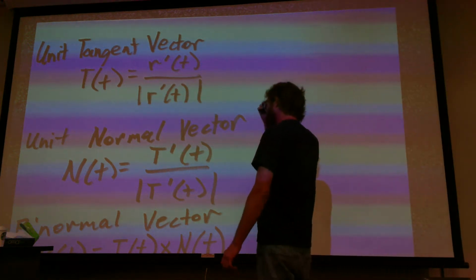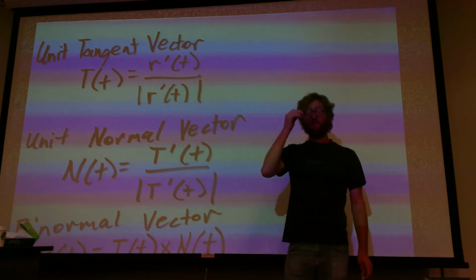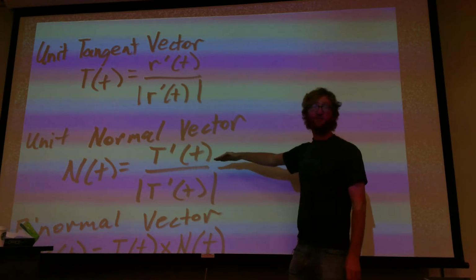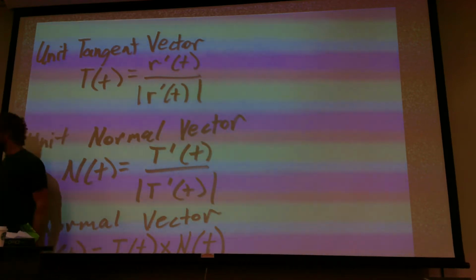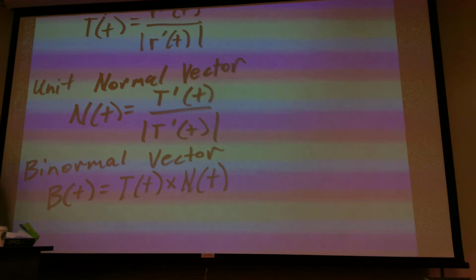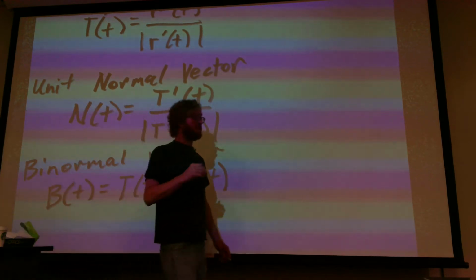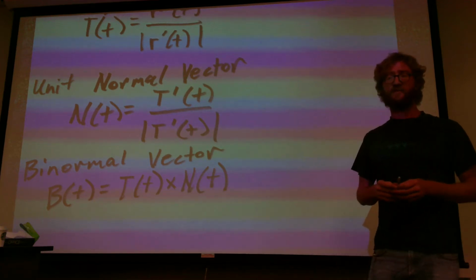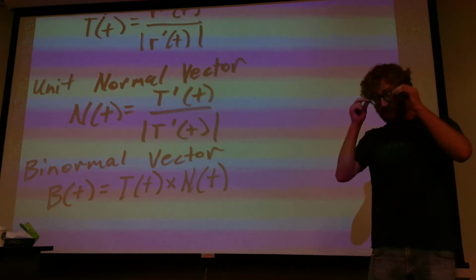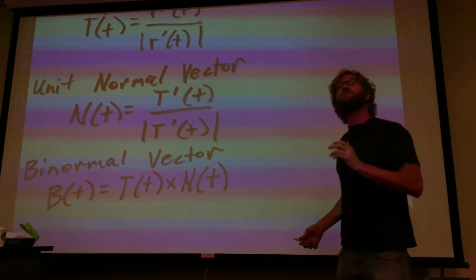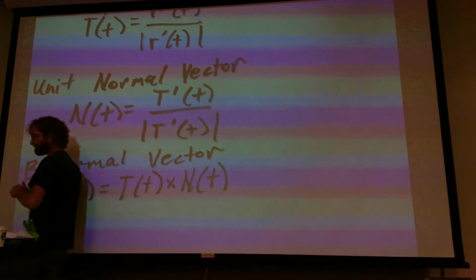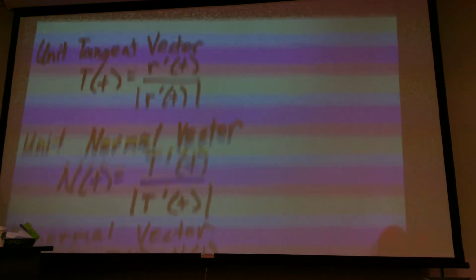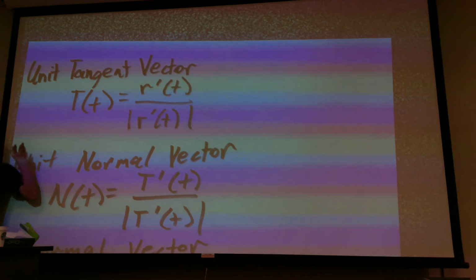Okay, these are the formulas for the unit tangent vector, the unit normal vector, and the binormal vector that are associated with a curve in space. So what do these vectors really represent? When I talk about the unit tangent vector, let's say I've got a curve in space, what is this vector really describing?